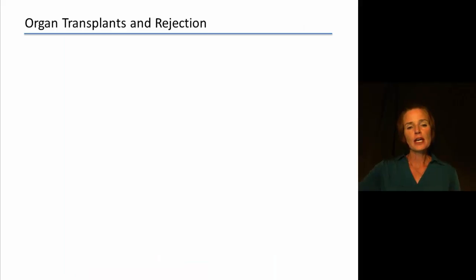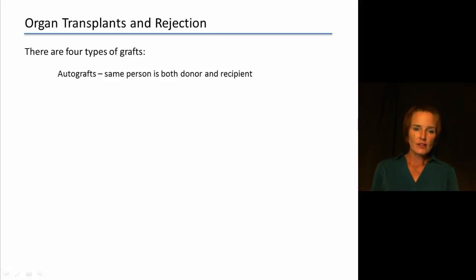If we talk just a little bit about organ transplants and rejections, there are 4 types of grafts that can take place, and when we do have these organ transplants or grafts, there is always a threat of rejection because that's something that would be recognized as foreign inside of our bodies. We can have autografts. This is when the same person is both the donor and the recipient. This is the best case scenario because that's really minimizing any chance that you're going to have rejection of that particular substance.